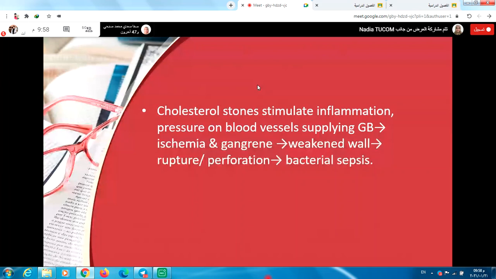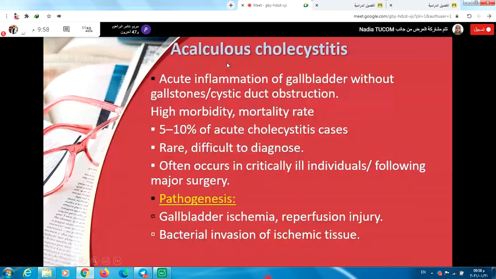Whereas about 12% of cholecystitis is called acalculous cholecystitis, where there is no stone formation or no stone found in the acutely inflamed gallbladder. No stone within the gallbladder, no stone in the cystic duct, and no cystic duct obstruction caused by a stone. It is associated with high morbidity and mortality rate. It is mainly related to shock or stress conditions, especially after surgery. It is difficult to diagnose, and sometimes fatal.